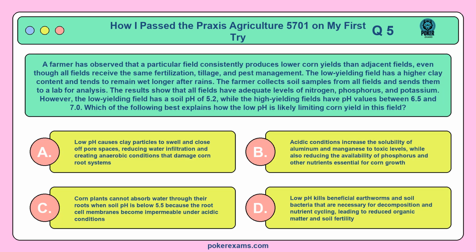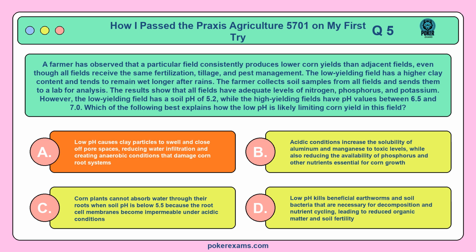Question 5. A farmer has observed that a particular field consistently produces lower corn yields than adjacent fields, even though all fields receive the same fertilization, tillage, and pest management. Option A. Low pH causes clay particles to swell and close off pore spaces, reducing water infiltration and creating anaerobic conditions that damage corn root systems.